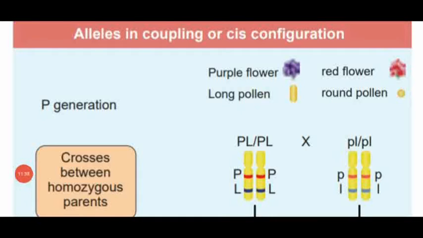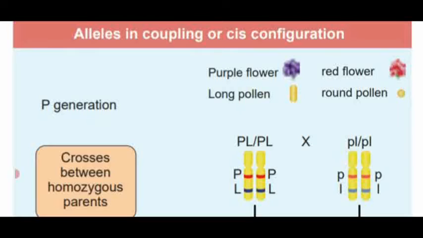Dear students, in the previous video class, we have seen what is coupling or cis configuration. That is, two dominant alleles or recessive alleles occur in the same homologous chromosome and tend to inherit together. That means both of them express their character in the F1 generation in the same gametes, known as coupling or cis configuration. For that, they have given one example with a diagrammatic representation or flowchart.